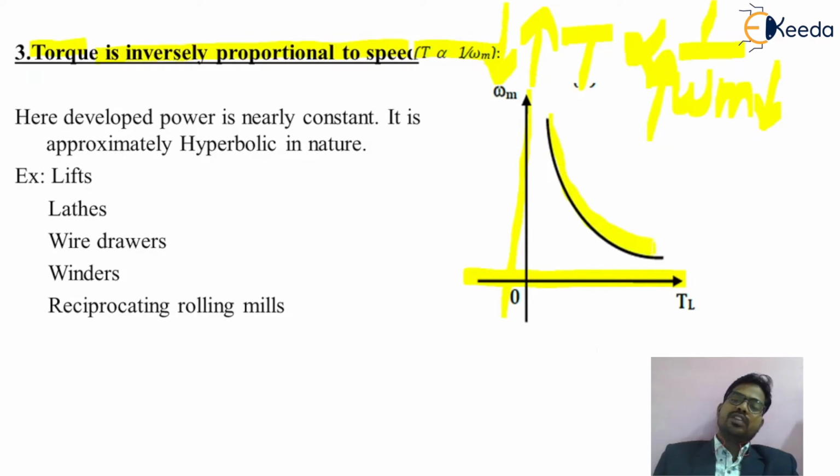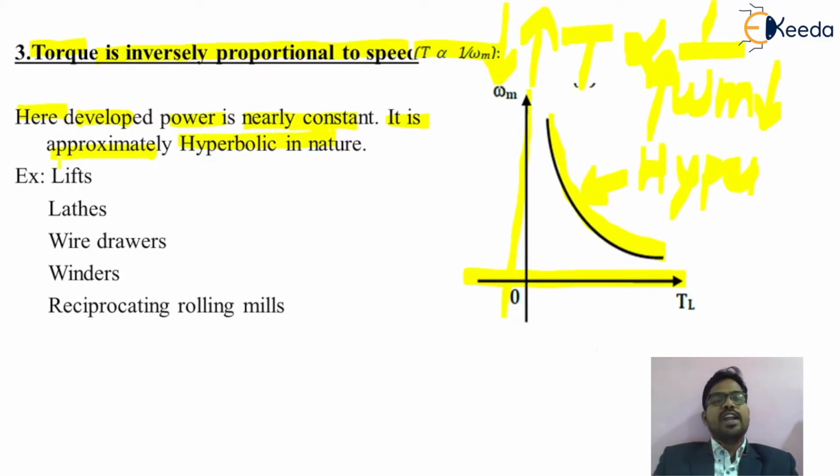Such a torque is inversely proportional to the speed. Basically, in that particular torque the developed power is nearly constant and it is approximately hyperbolic in nature. So this will be shown by the symbol of a hyperbola. So it will be hyperbolic.